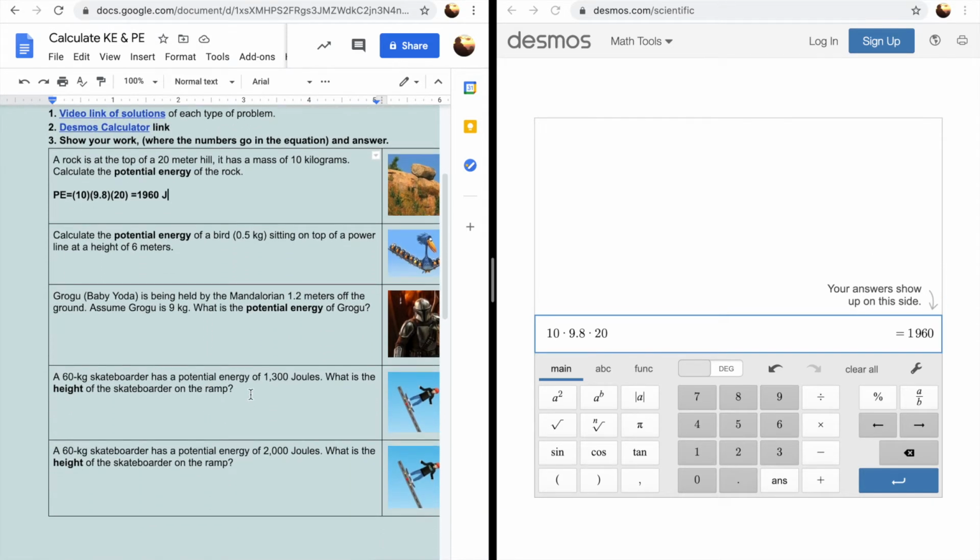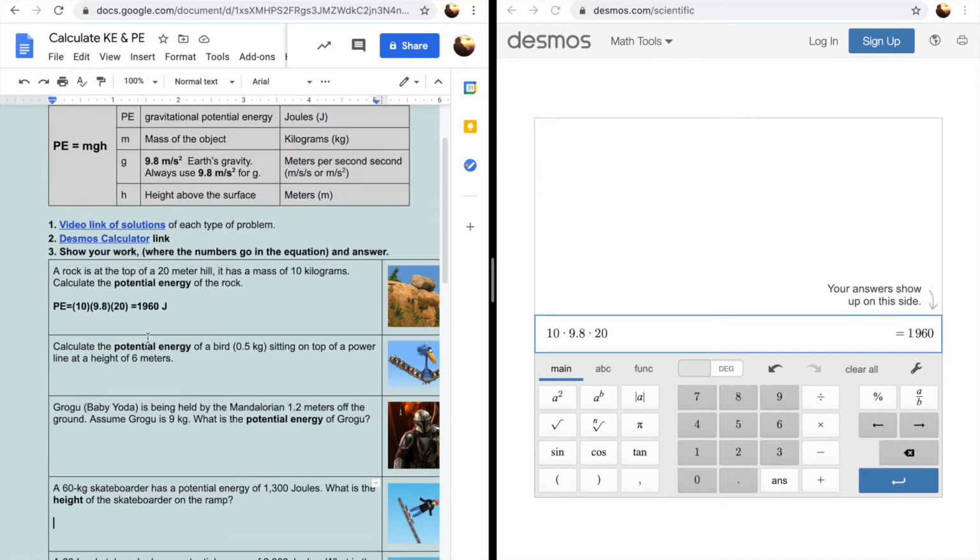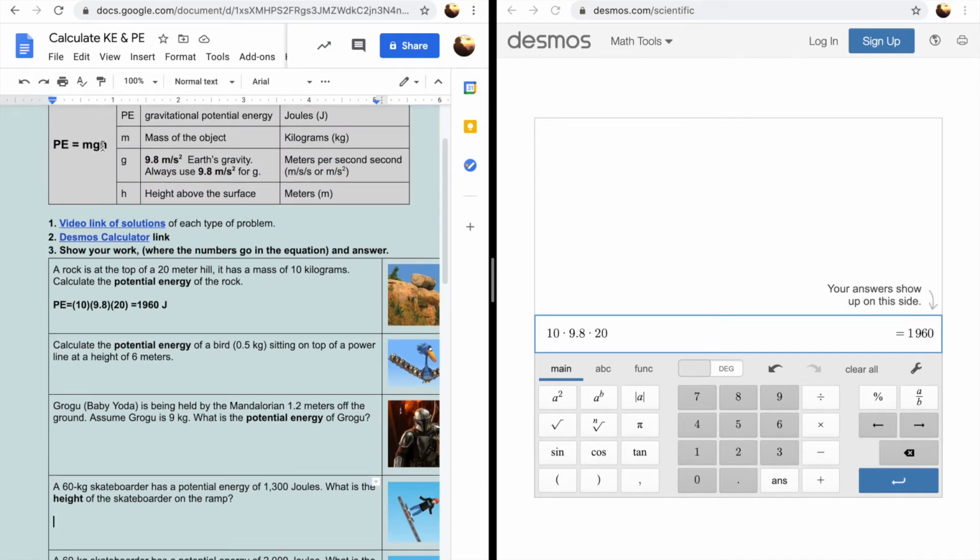Now down here, it's a little different. These two on the bottom. I'll do this one and you can work on the other one. A skateboarder's got a potential energy, so the PE is given. What is the height? So we're solving for the height over there. PE is given, so let's plug in the PE. Instead of saying PE, we've already got it. It's 1,300 joules.